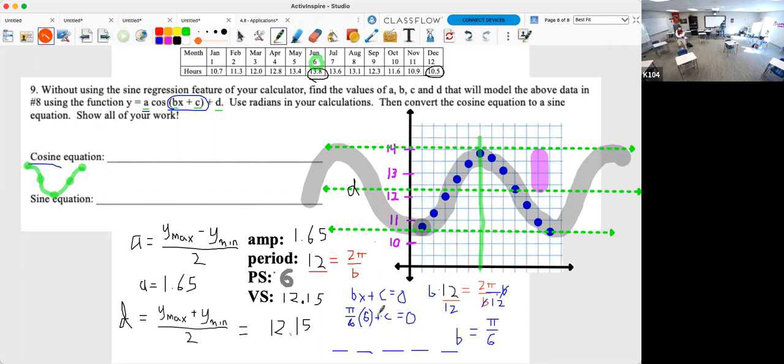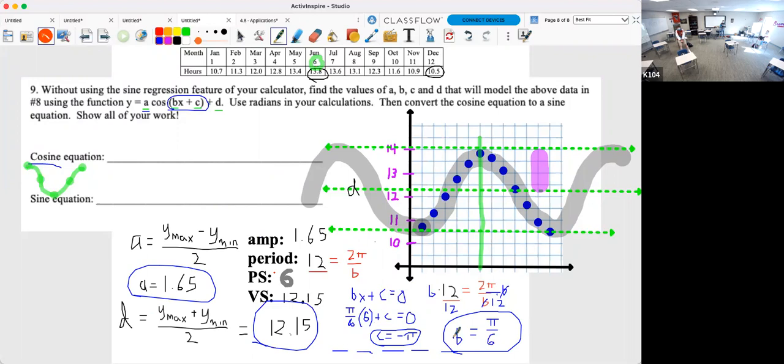Then we just solve for C. Pi over 6 times 6 is just pi. Pi plus C equals 0, so C equals negative pi. We subtract it over. So our value for C is negative pi. So we have all of our things: we have A, we have D, we have C, and we have B.